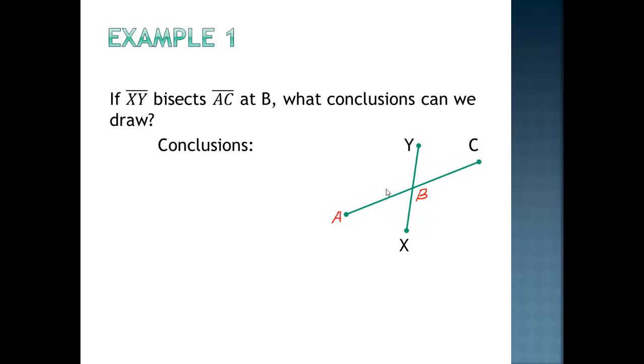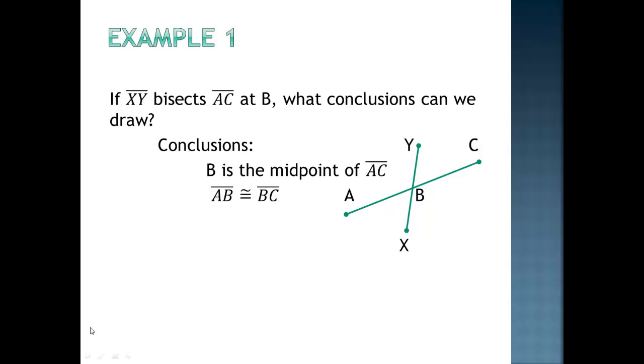So again, there's only one midpoint, right? And XY bisects AC at B. So that means that it bisects at the midpoint of A and C. So what conclusions can we draw? Well, we know that B is the midpoint of segment AC. And there we go. Let me get rid of that so it's less confusing.